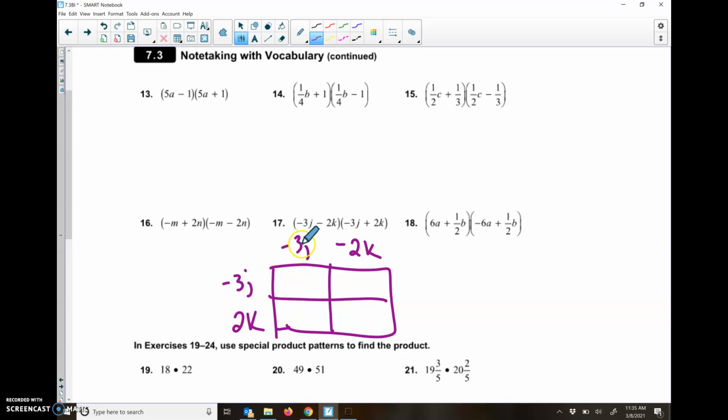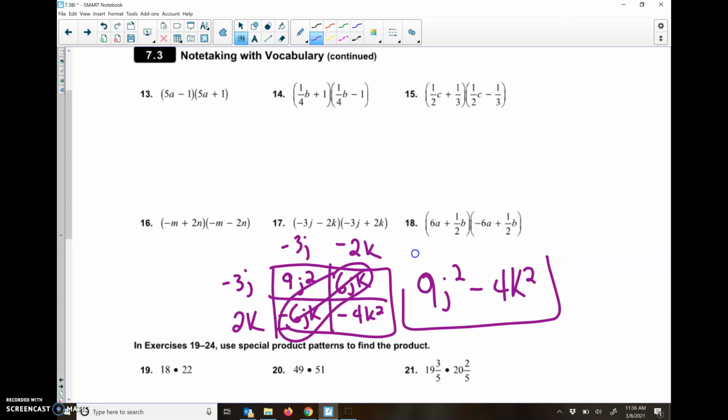Negative 3j times negative 3j is positive 9j squared. Negative 3 times a negative 2 is a positive 6jk. Positive 2 times a negative 3j is a negative 6jk. And then negative 2k times positive 2k is negative 4k squared. Again, when I combine these middle two, they cross out. Positive 6 and negative 6 are 0. So I'm just left with 9j squared minus 4k squared.